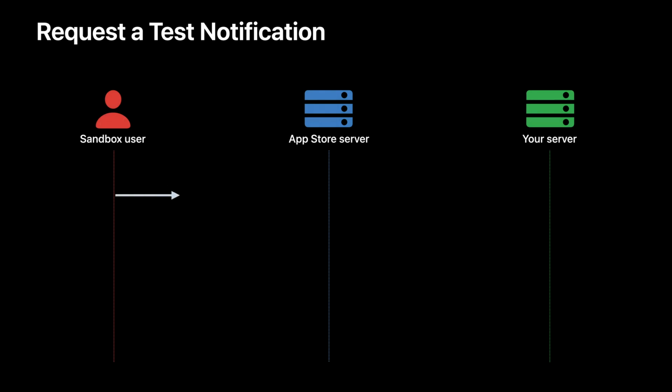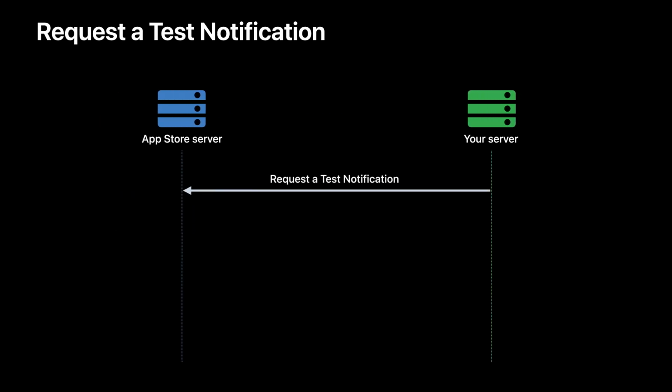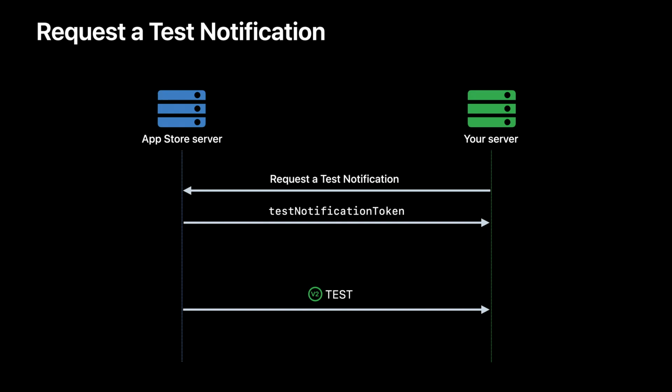Let's see how this simplifies first-time setup. Now, if you're just looking to trigger your first notification, there's no need to set up a Sandbox account or perform a purchase. Just call the new endpoint in whichever environment you want to test, and you'll receive an HTTP 200 response confirming your request. The response will contain a new field, Test Notification Token, which identifies the test notification your server will receive. We will come back to this field later. Shortly afterward, your server should receive a v2 notification of type test at the URL saved in App Store Connect.